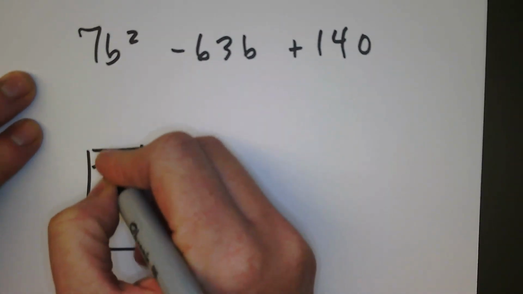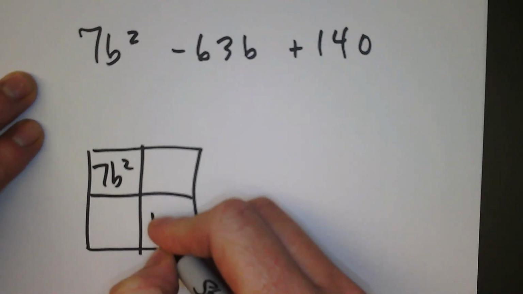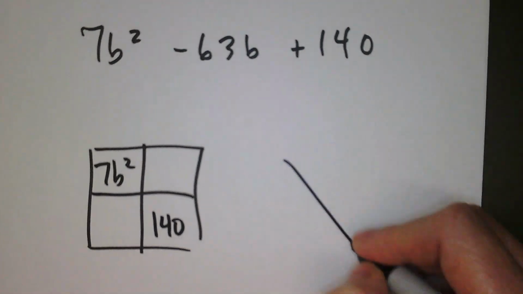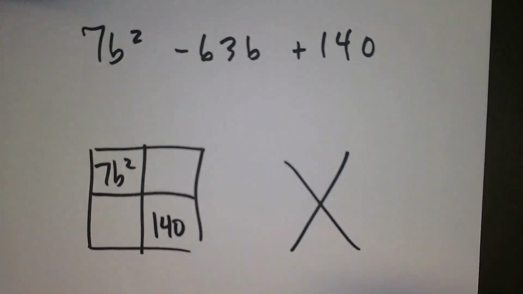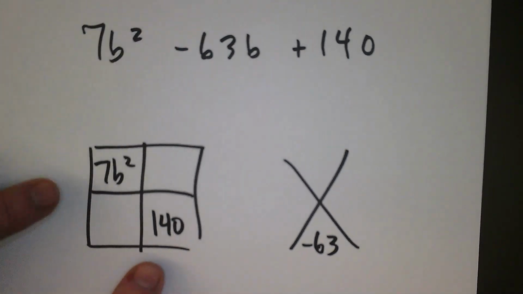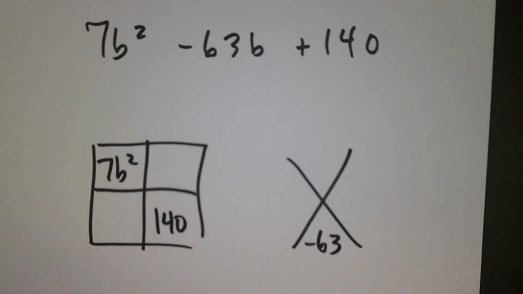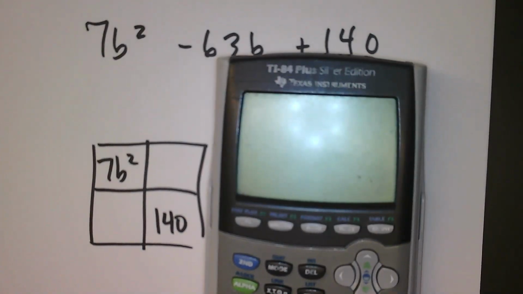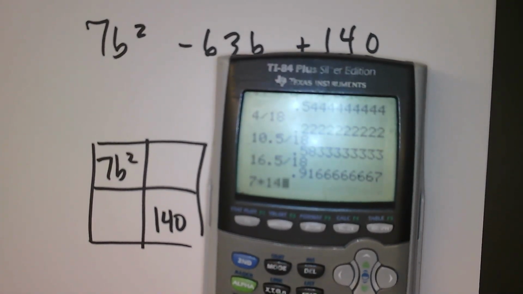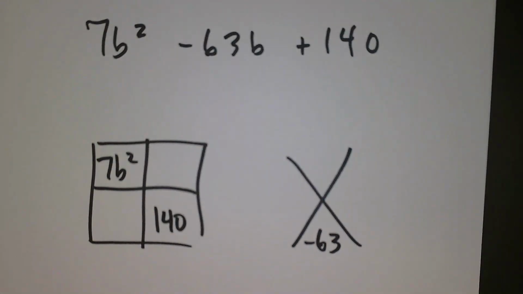So I put my 7b squared here. I put my 140 here. I could set up my diamond problem. I know the numbers have to add to a negative 63. And then they have to have the same product as 7 times 140. That number's pretty big. 7 times 140 is 980.